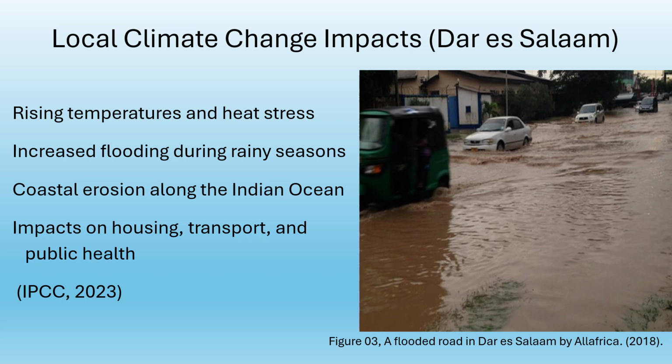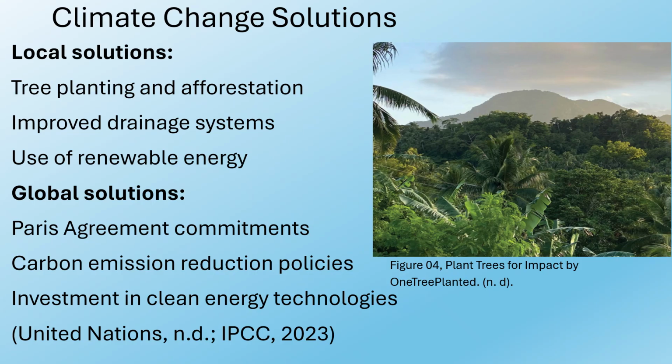In the dry season, the temperature goes too high, up to more than 29 to 30 degrees centigrade, and this causes havoc. It makes life very difficult. These are signs of the impact of climate change in my city, Dar es Salaam.